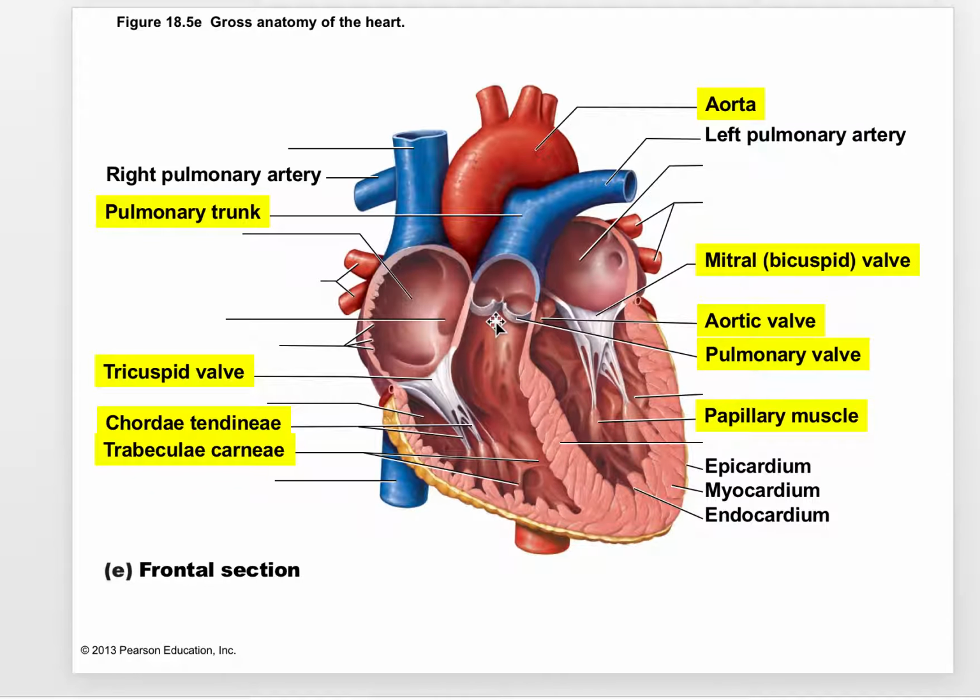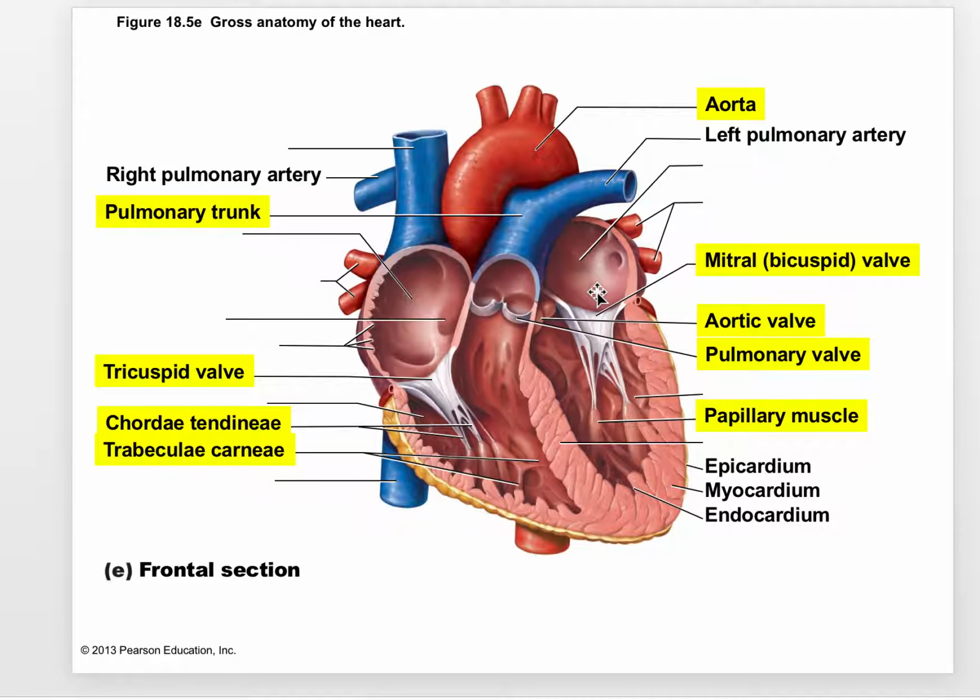And there's valves here, semilunar valves, the pulmonary semilunar valves, which ensure that blood can flow outward, but then it blocks blood from flowing back in. So once blood leaves a certain chamber, you don't want it to backflow into that chamber.